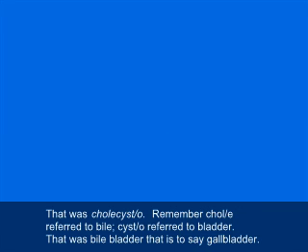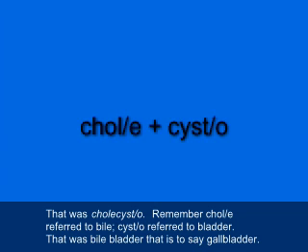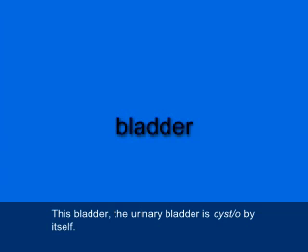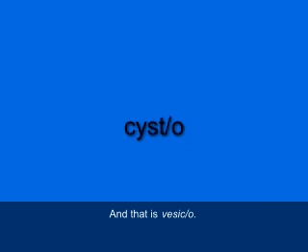That was cholecysto, and if you remember, chole referred to bile, cysto referred to bladder, so that was bile bladder, that is to say the gallbladder. This bladder, the urinary bladder, is cysto by itself, CYST/O. We have a second combining form for bladder that is used less frequently, but we do see it, and that is vesico, VESIC/O.